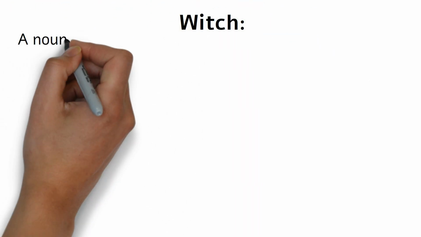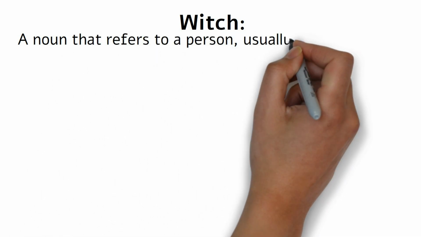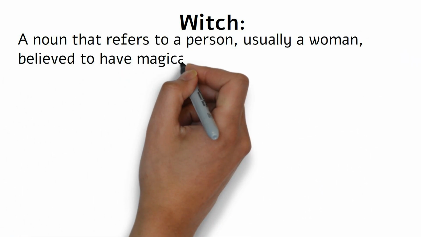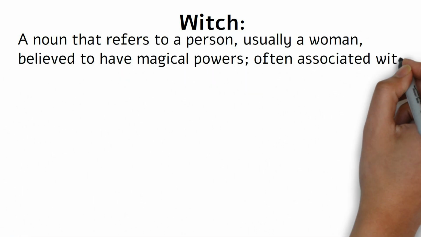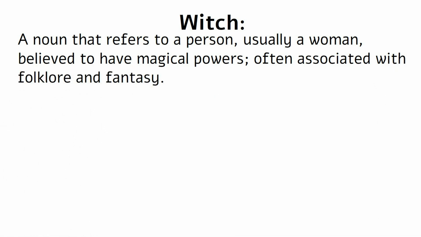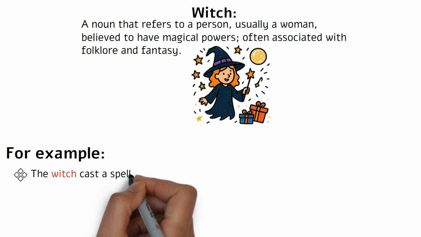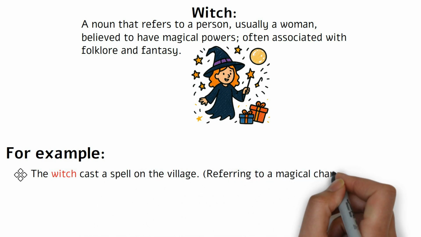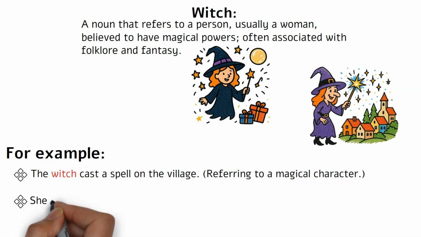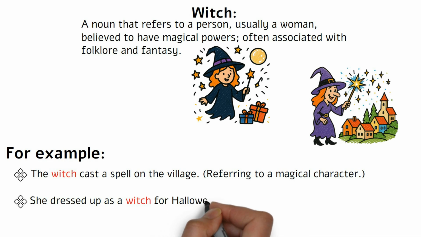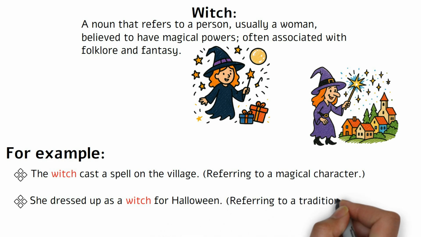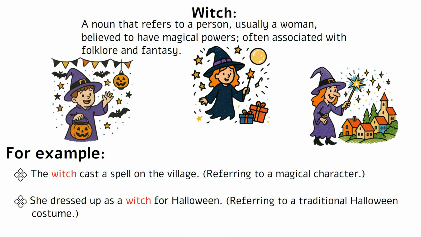Witch, a noun that refers to a person, usually a woman believed to have magical powers, often associated with folklore and fantasy. For example, the witch cast a spell on the village, referring to a magical character. She dressed up as a witch for Halloween, referring to a traditional Halloween costume.